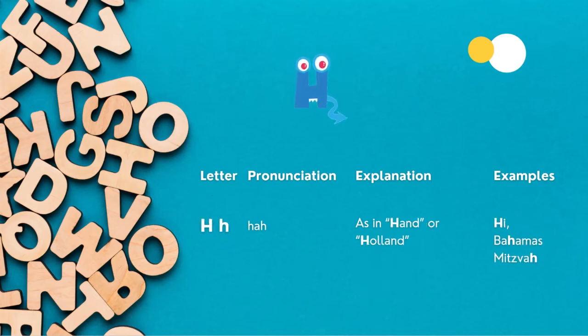And that is, of course, the H. The H in Dutch is the H. Not such a difficult letter, I think, for most people. So we pronounce it as H, and the explanation as in hand or Holland. And then some other examples are hi, Bahamas, mitzvah, right? So that is the H. Repeat after me. H. Okay.